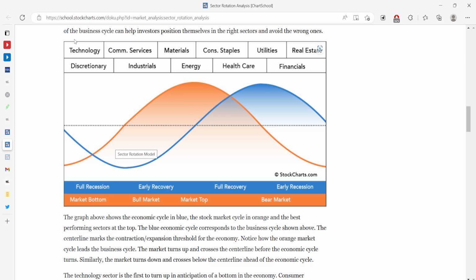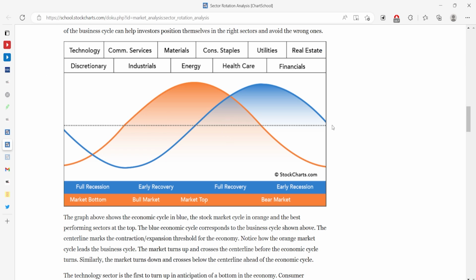Look at the sectors that generally start to run the hardest off of the market bottom. Technology, discretionary, communication services, industrials, and then somewhat materials. These are offensive areas of the market. Technology, communications, and discretionary for sure, depending on where you're looking at industrials. That is an offensive area of the market as well, specifically that small cap industrial space.